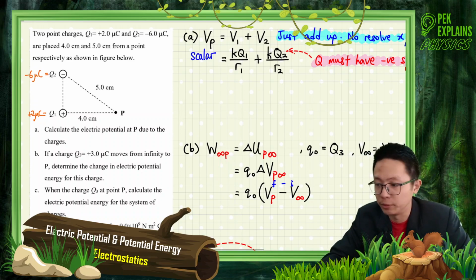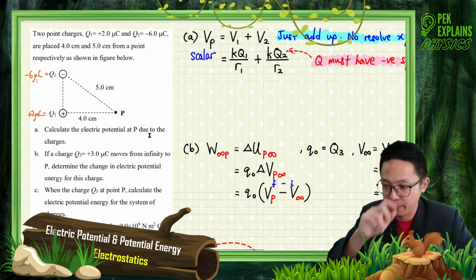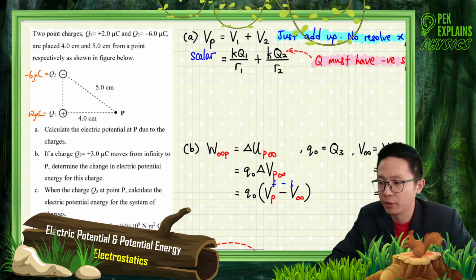Okay, good. So they are placed 4 cm and 5 cm from the same point P. This is the distance: we have 4, we have 5. Now calculate the electric potential at point P.